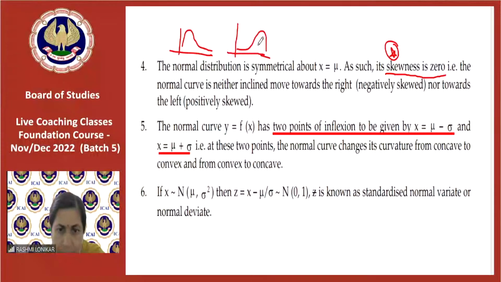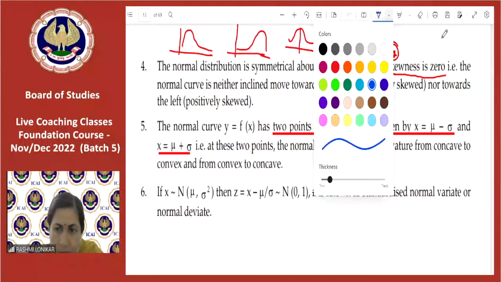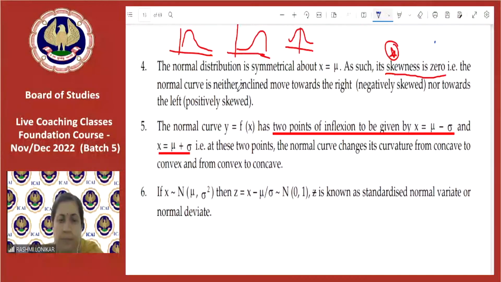Okay. But here, what do we have? Here you have it like this. So that we know that it is neither inclined towards either the right or the left. So it is symmetrical and its skewness is 0.